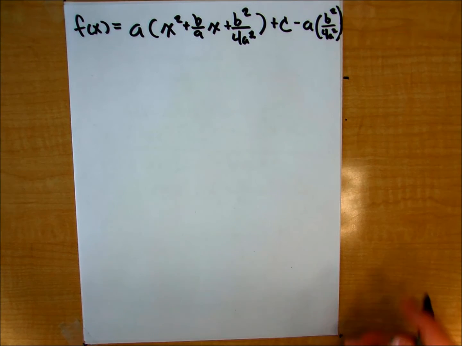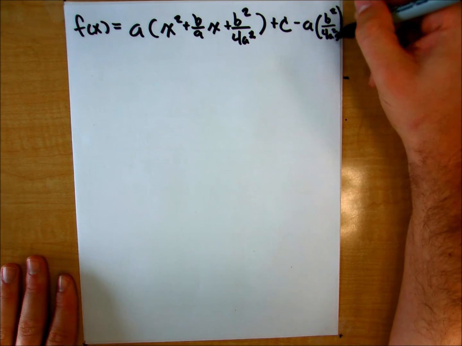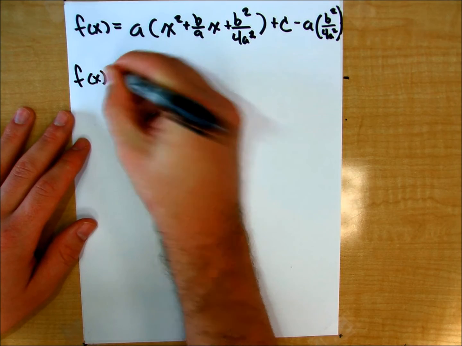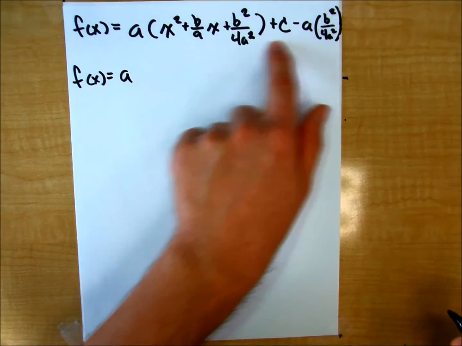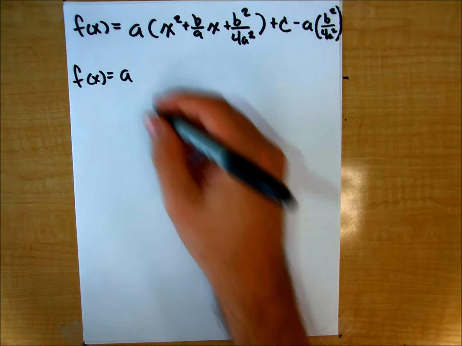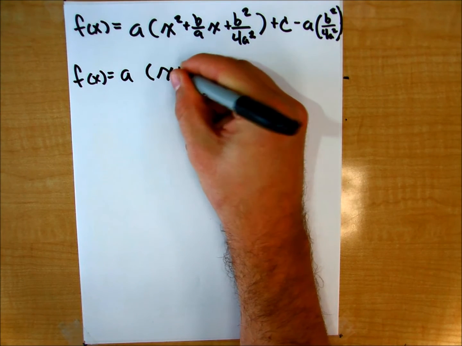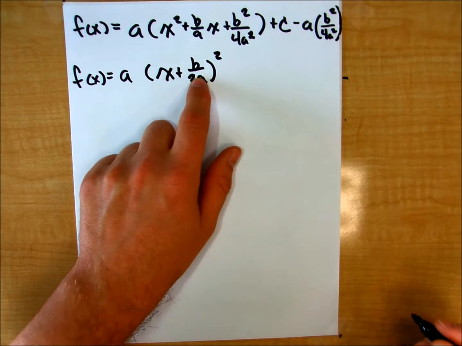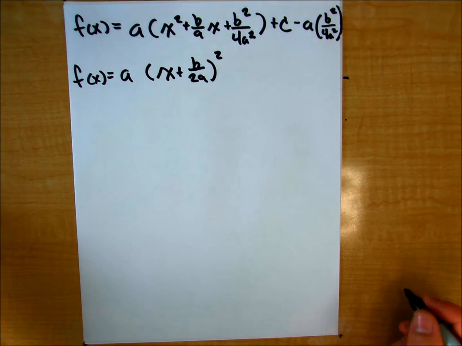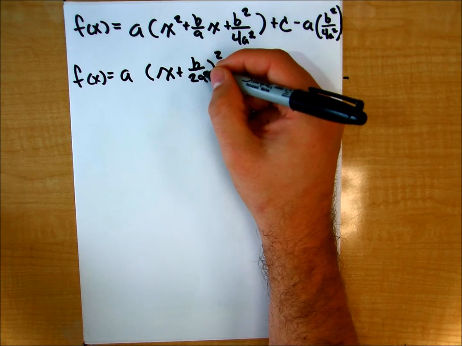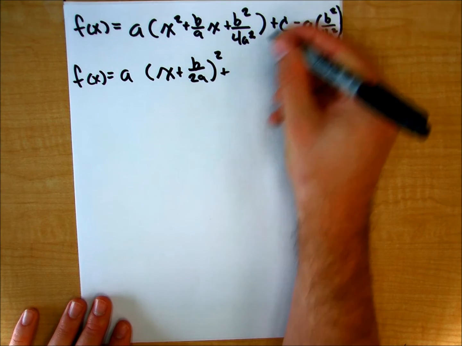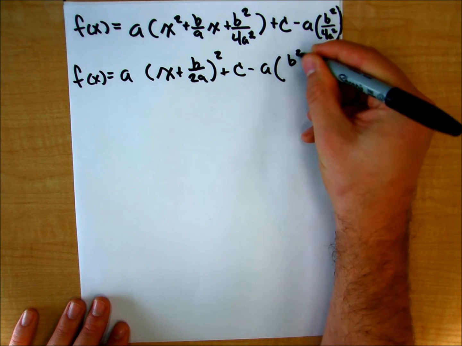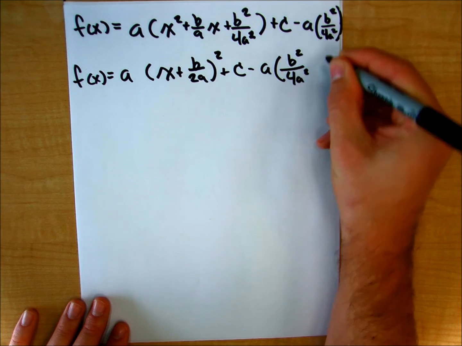And now we can see I have an a here and an a on the bottom, so maybe I could cancel those out. But first thing I want to do here is I know that this perfect square trinomial I can factor into x plus b over 2a squared. And that's why I starred that b over 2a when we were completing the square earlier, because I knew that was going to be a term in my binomial here. Plus c minus a times b squared over 4a squared.